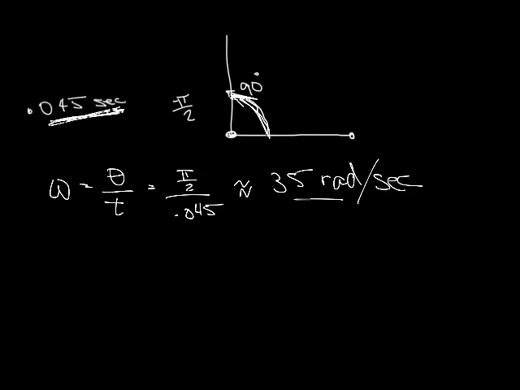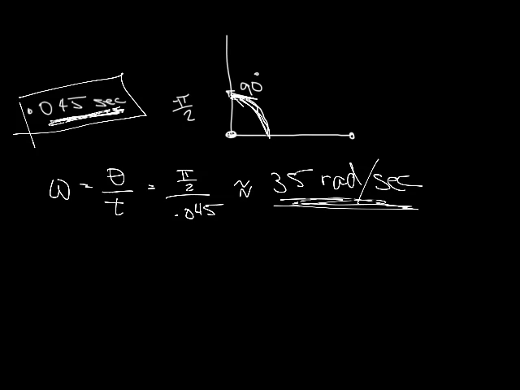So that's how many radians you will go per second. We weren't just figuring how fast you can do that. That doesn't really help us. It just says, yeah, 0.045, that's really fast. But this tells me that I can go through 35 radians in a second's time.